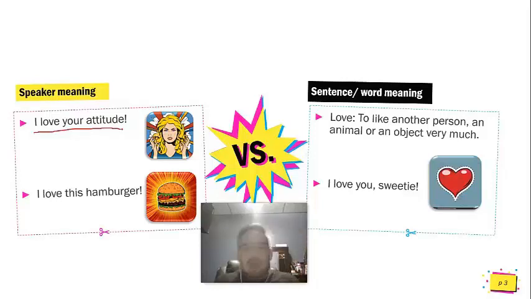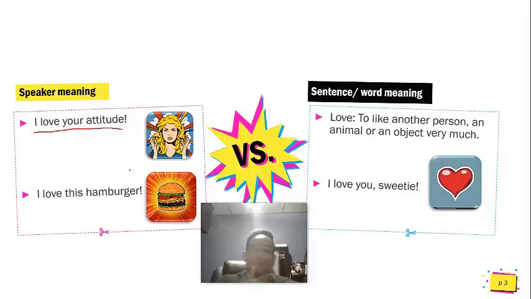But this image that is here, the angry girl that is shown on the screen, is not related to the sentence. So what is happening here? The thing that is happening is that perhaps "I love your attitude" is being said with sarcasm. The person, the speaker, is being sarcastic. So the meaning is totally different to the word meaning or the literal meaning of the sentence. So that's what I am talking about, the speaker meaning.